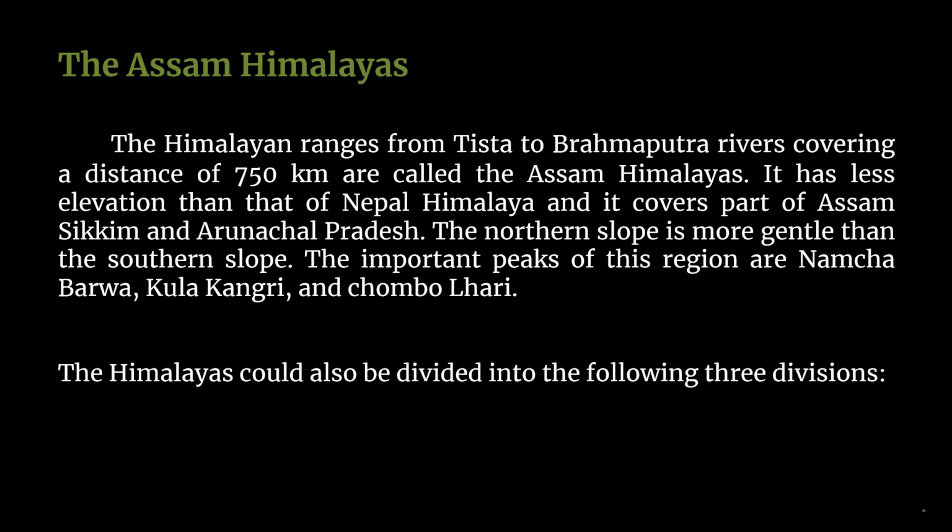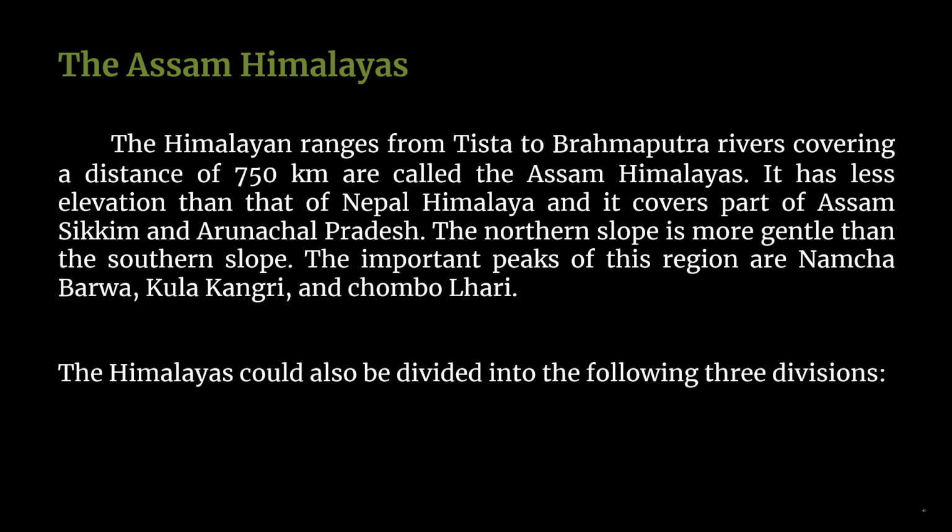The Assam Himalayas. The Himalayan ranges from Teesta to Brahmaputra rivers covering a distance of 750 km are called the Assam Himalayas. It has less elevation than that of Nepal Himalaya and it covers part of Assam, Sikkim and Arunachal Pradesh. The northern slope is more gentle than the southern slope. The important peaks of this region are Namcha Barwa, Kula Kangri, and Chomo Lhari.